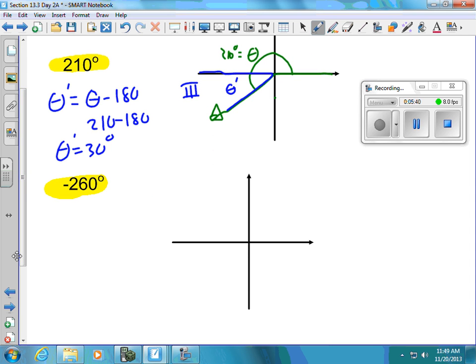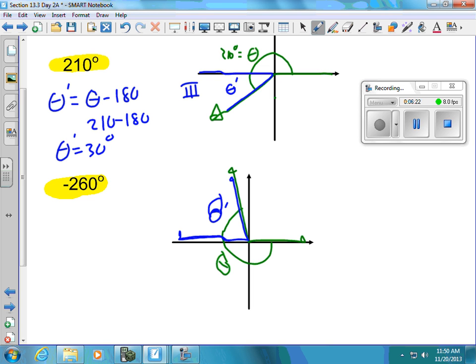Down here, negative 260. Well, negative 260, we would go to the right, counterclockwise. So 90 negative, 180 negative, negative 270 would be almost to the positive y-axis. So here is our angle, theta. So our reference angle is going to be the blue one here. It's going to be this one. So we'll get a little bump that it looks like. So here's our reference angle.